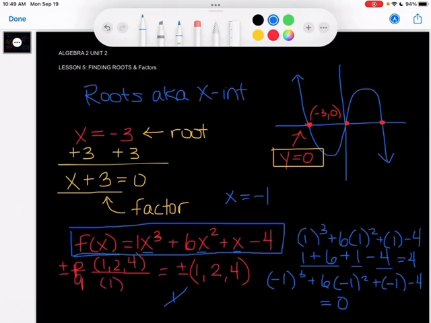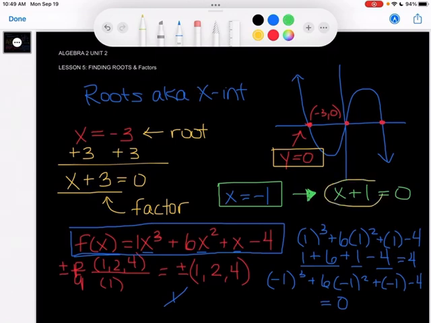All right, you also need to be able to write this as a factor. So x equals -1 as a factor is whenever I get it equal to 0. So I'd have to add 1 to both sides to get this equal to 0. So I'd end up with x plus 1 equals 0. So x plus 1 is factored form, and x equals -1 is the root.